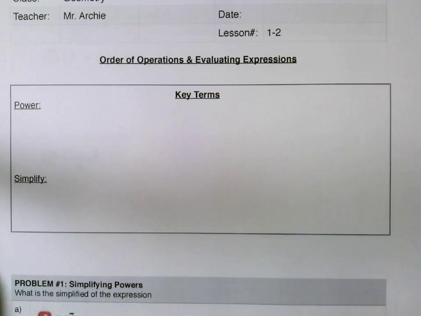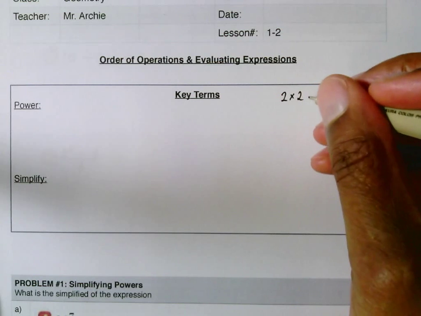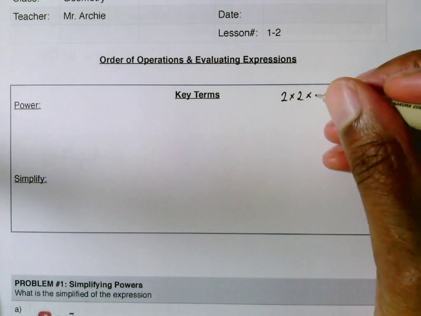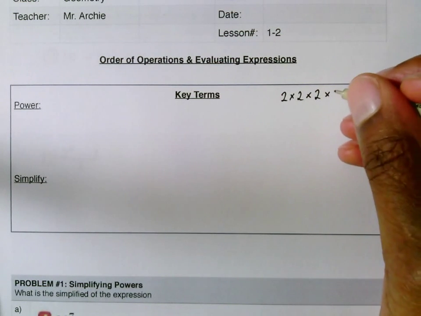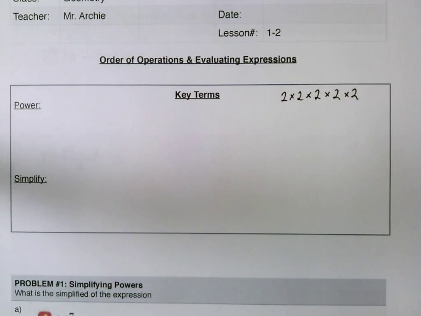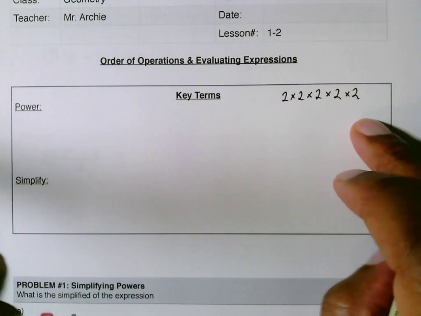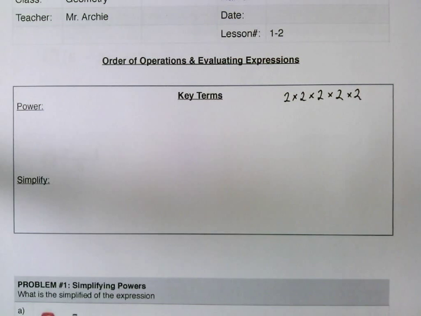So let's begin by writing over here 2 times 2 times 2 times 2 times 2. Now, I don't know about you, but I'm already tired. That's a lot of 2's to write down. That's 2 factored 5 times. Now, a power allows us to write that using a shorthand.